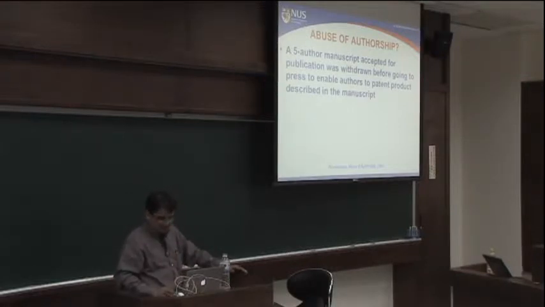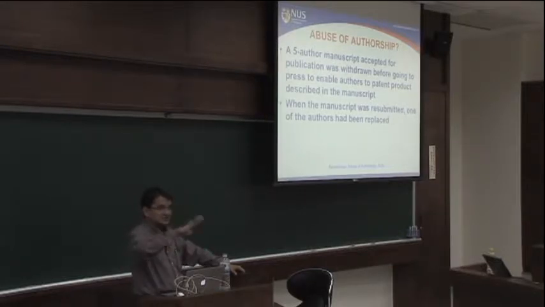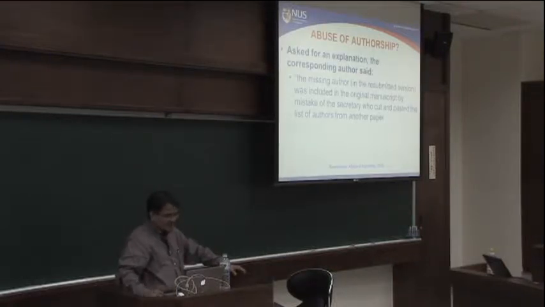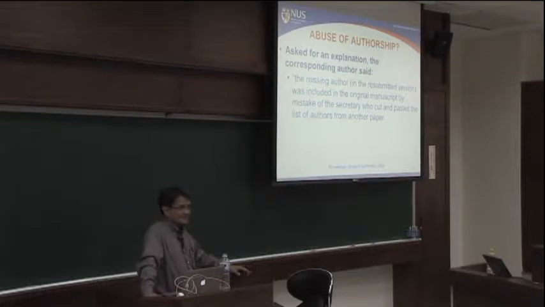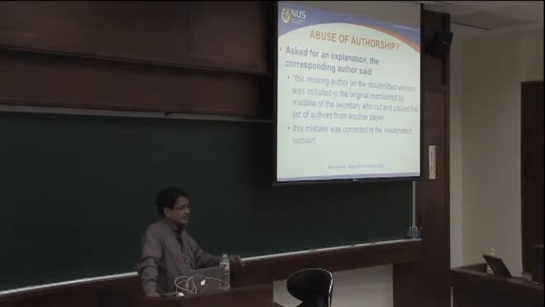Okay, so it was approved for publication already, but then withdrawn, because they needed to have the product approved, patented. When the manuscript was resubmitted, one of the authors had been replaced. So not the original 5, just the original 4 plus another one. When asked for an explanation, here is what the corresponding author said. The missing author in the resubmitted version was included in the original manuscript by mistake of the secretary who cut and pasted the list of authors from another paper. Okay? That was the explanation. And according to the explanation, this mistake was being corrected in the resubmitted version.